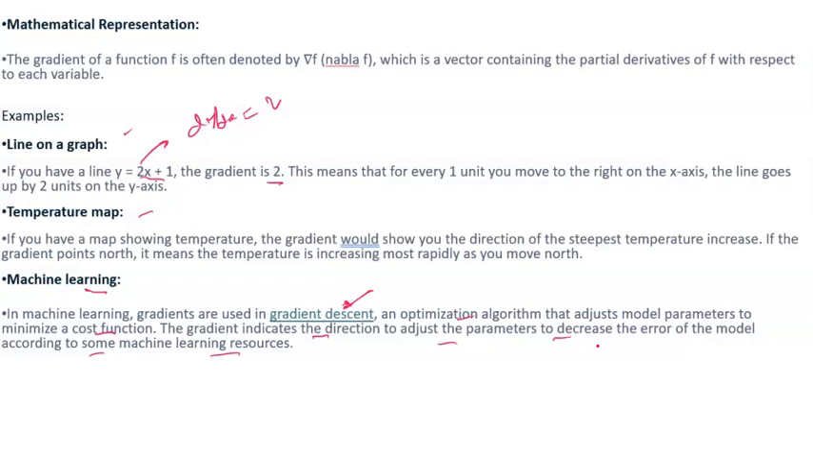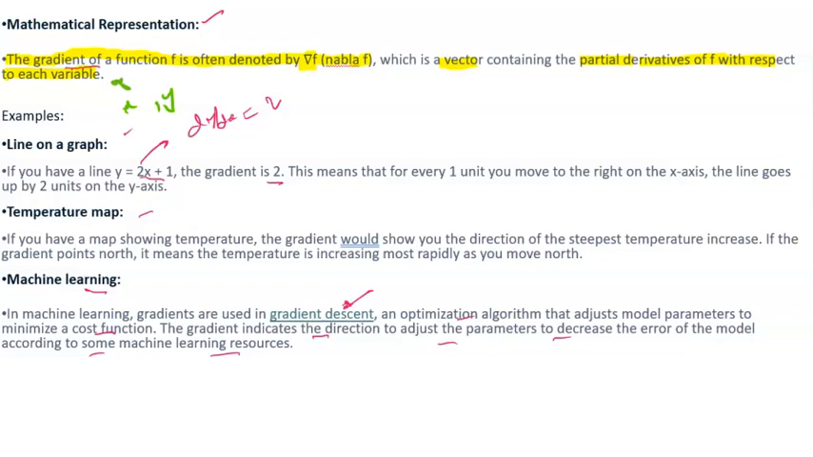Now, representing it mathematically, this is related to partial differentiation. We say the gradient of a function: the gradient of a function f is denoted by the inverted delta, which is called nabla f, a vector containing the partial derivatives of f with respect to each variable. That means with respect to x, with respect to y, all the variables. That is what we call the gradient.